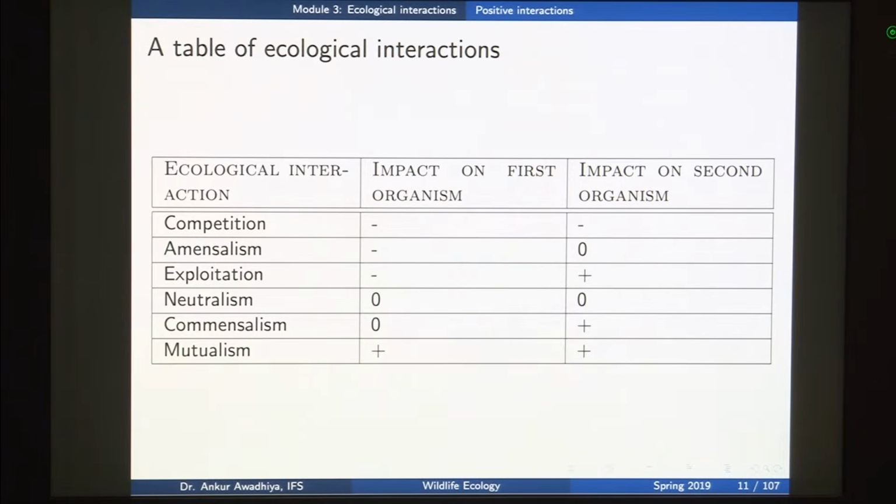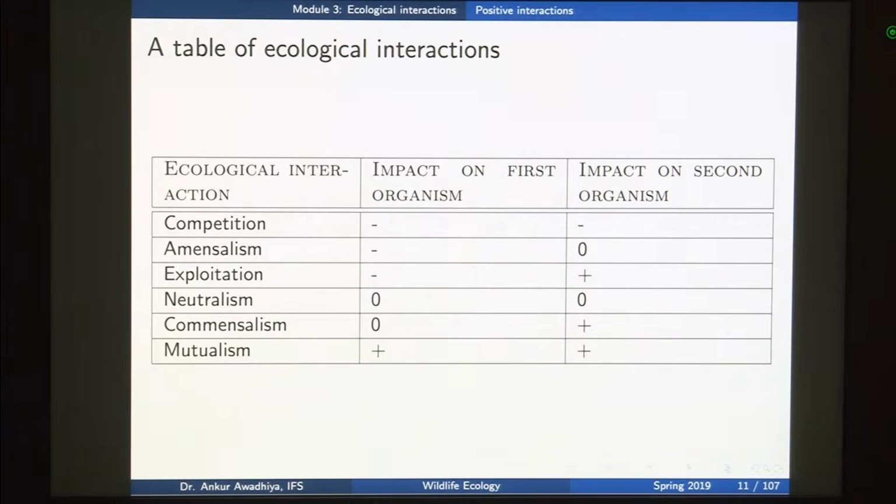Third one is exploitation. Now, exploitation is where one organism gets a benefit and the second organism gets a harm. So, for example, we have predation, parasitism. So, most of the diseases are examples of exploitation. So, for instance, if you get tapeworms, these tapeworms will be getting food from you and they will be harming you. So, this is an example of exploitation. Mutualism is a situation where there is no impact on any of the organisms that are interacting.